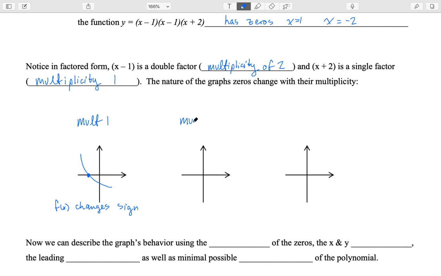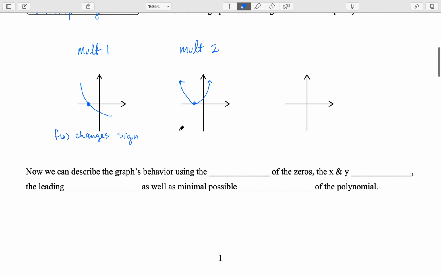If you had a multiplicity of order 2, that would be this case, where it's tangent and then it goes back up. Remember, this is a critical point. And they would say f of x doesn't change sign. It goes from positive to still positive. It doesn't change sign.